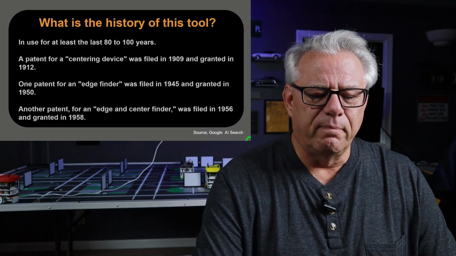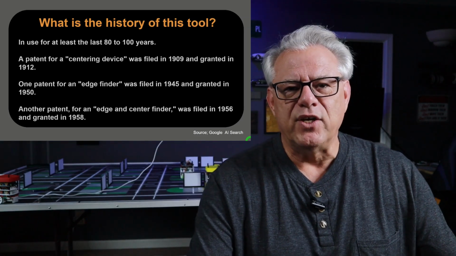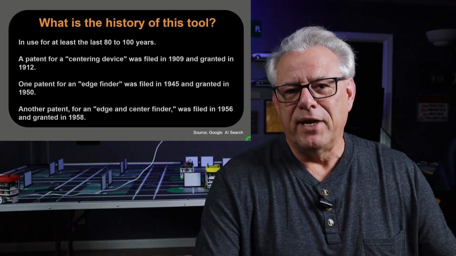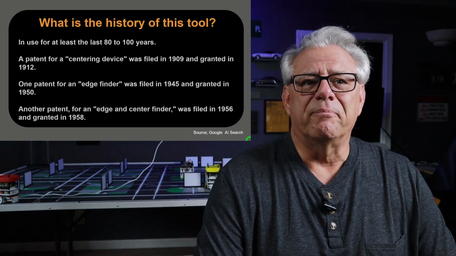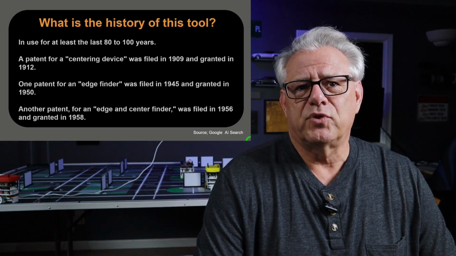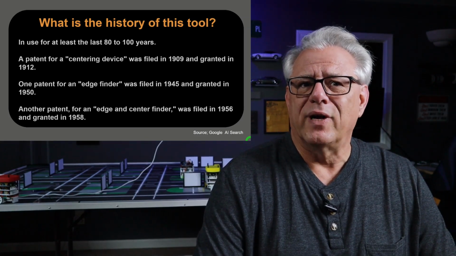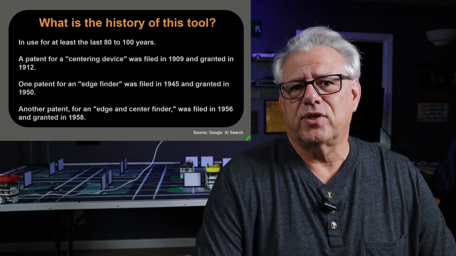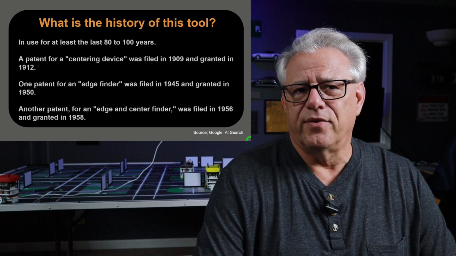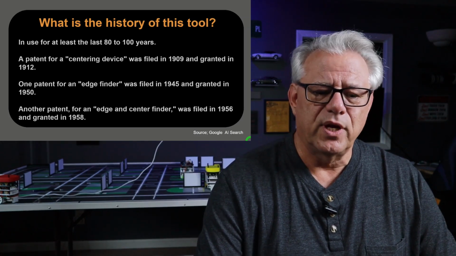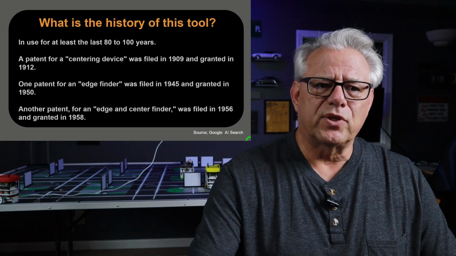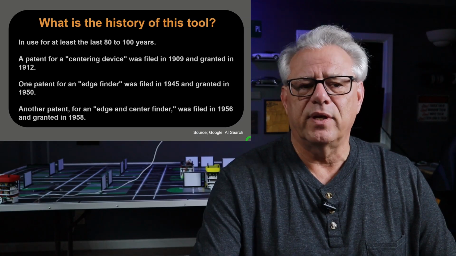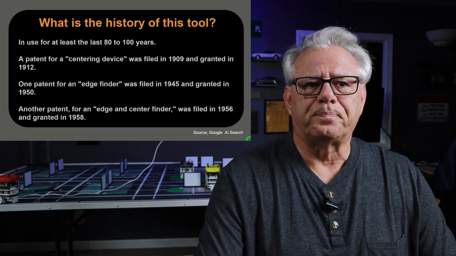Now let's talk a little bit about the history of this. This isn't something new, and it does have a history, although in human history, it's a very brief period of time. Edge finders in various forms have been part of the machining process for at least 80 to 100 years. Evidence suggests their existence since the early 1900s, essentially the industrial age, as it evolved, where we started focusing on not just making something, but making something more accurate and more repeatable.